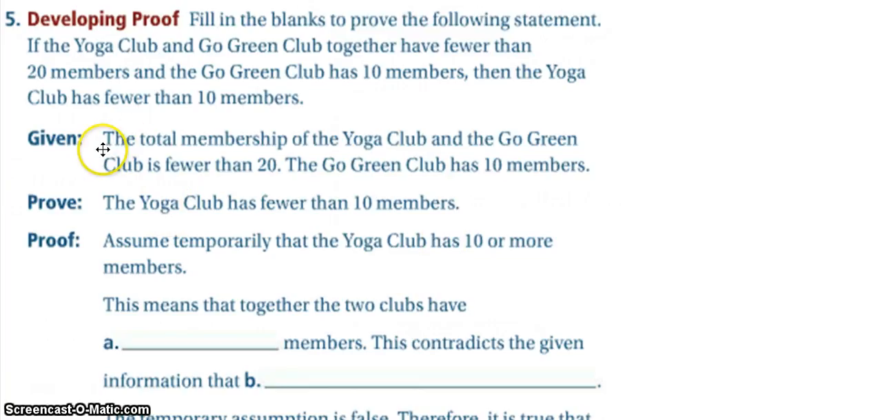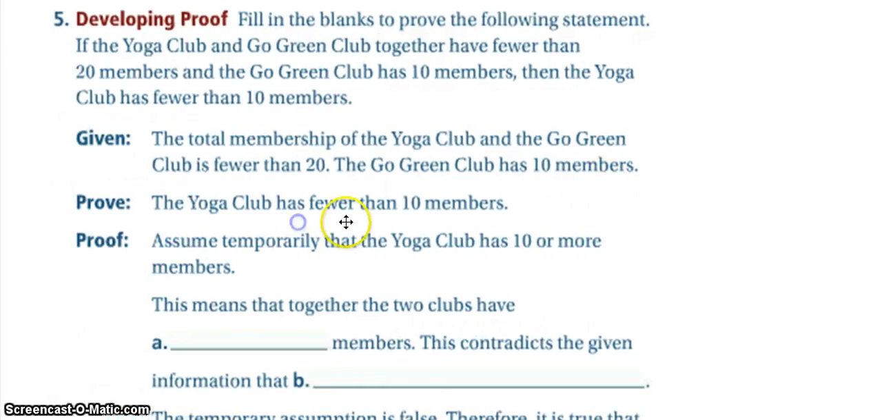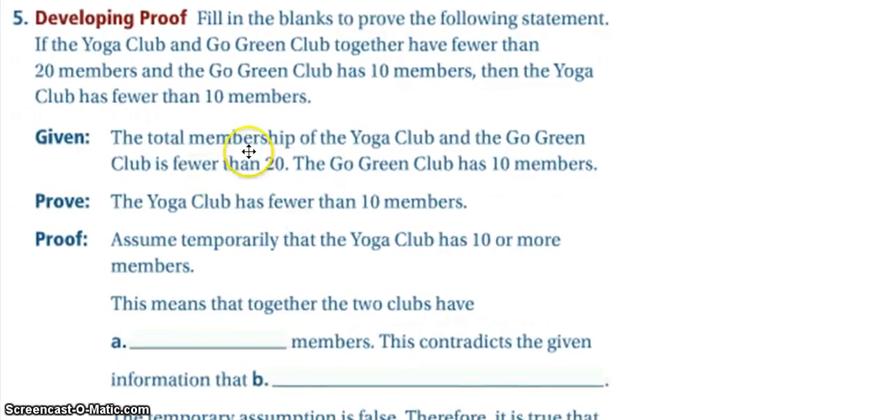So our given is the total membership of the Yoga Club and the Go Green Club is fewer than 20. The Go Green Club has 10 members. So we need to prove that the Yoga Club has fewer than 10 members so that my given can be true with my proof. So we want to assume the negation of what we want to prove first. If we assume the negation of fewer than, that would be 10 or more. So we assume that. This means that together the two clubs have, well, what would go here?